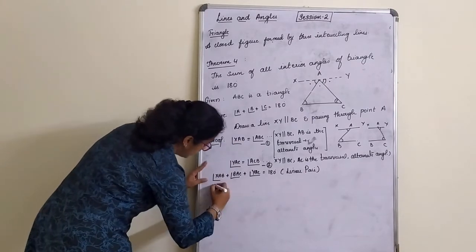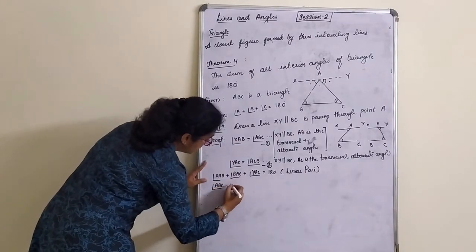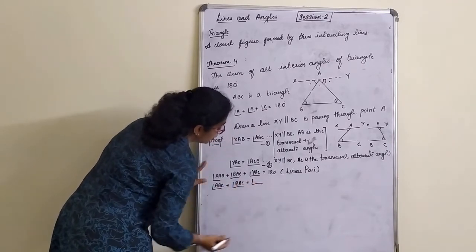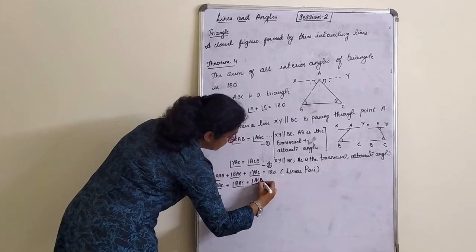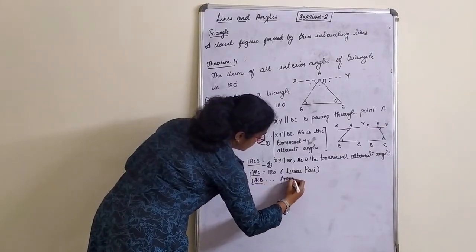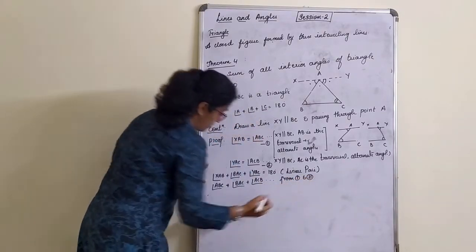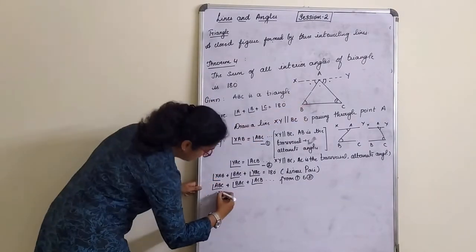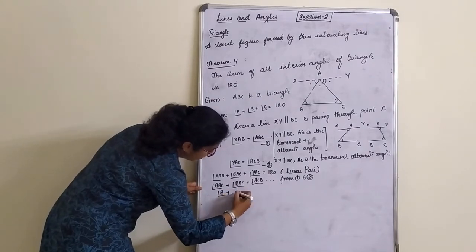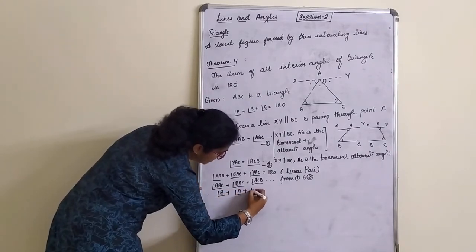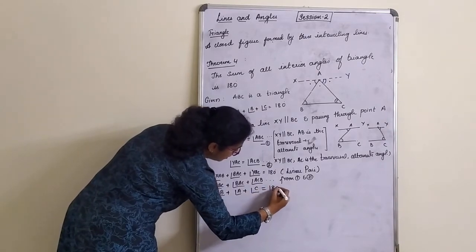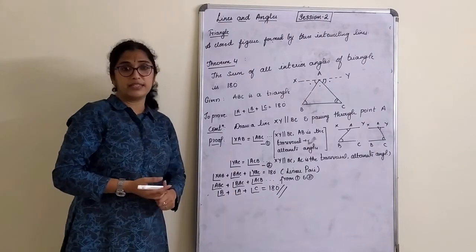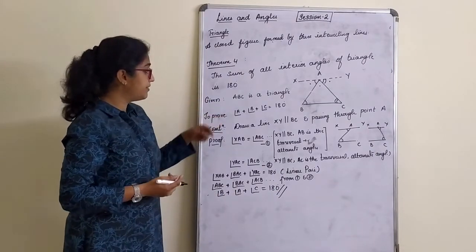Instead of XAB, I will write ABC, BAC as it is, plus instead of YAC, I will write ACB. I will write here from 1 and 2. What is ABC read as? ABC we can read it as angle B. What is this read as? Angle A. This read as angle C is equal to 180. Rearrange it and write angle A plus angle B plus angle C is 180. That is what we have written here.